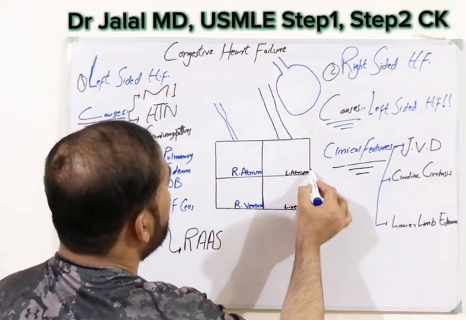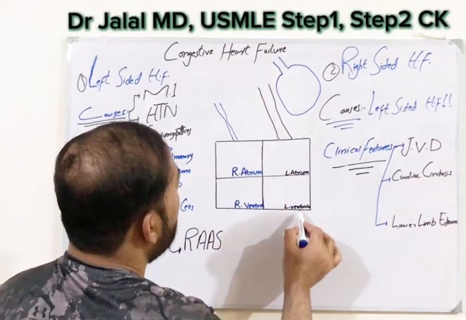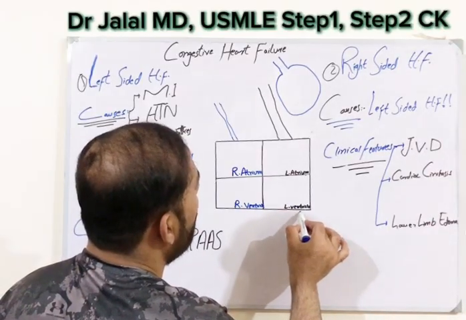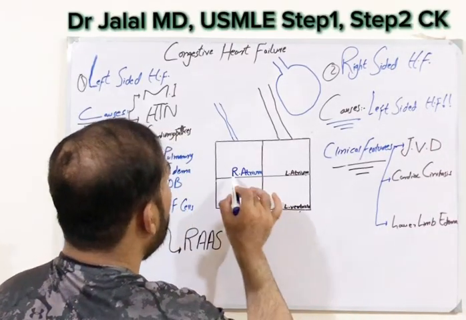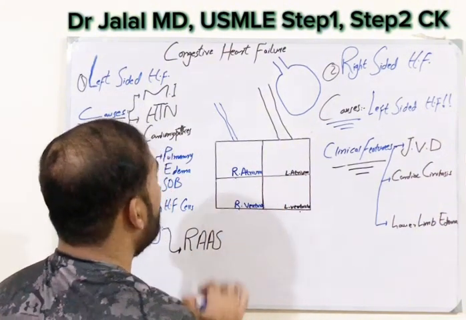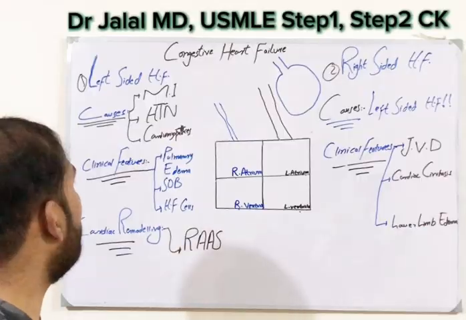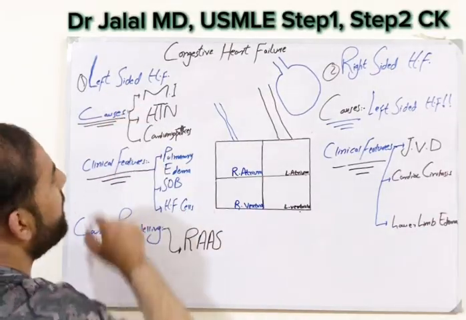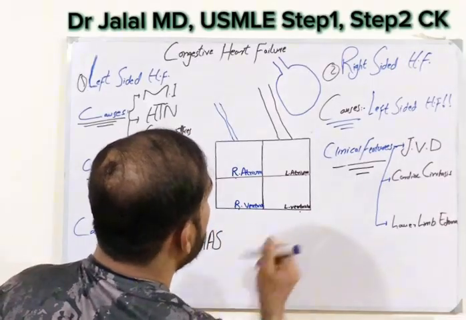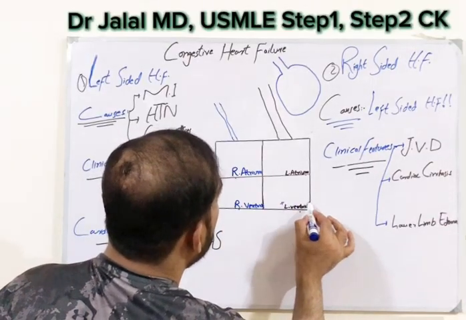So basically over here we have got the left atrium and left ventricle. This left atrium plus left ventricle will form our left heart, while our right atrium here and right ventricle will form our right-sided heart. So whenever we say left-sided heart failure, it means something is wrong with our left ventricle. So specifically we are talking about left ventricular failure.